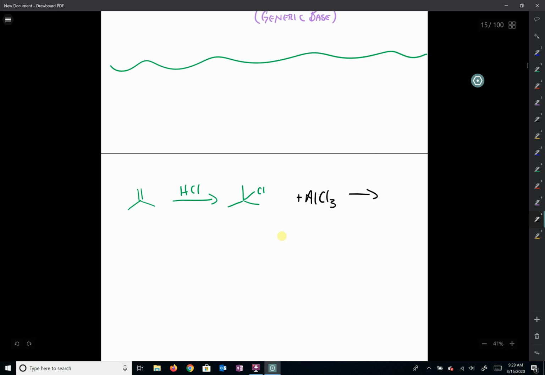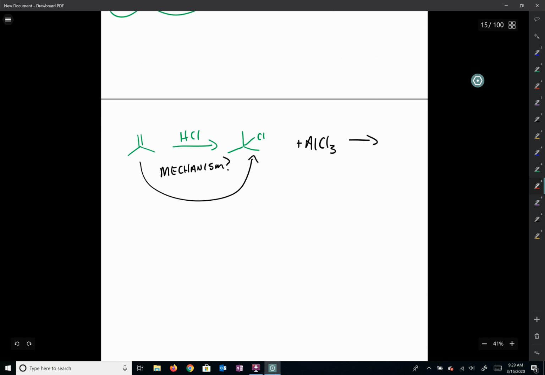But you should ask, what's the mechanism to go from here to here? That's probably one of the first mechanisms we learned. And if you don't know it at this point, well, you guys know it. So anyway, we're just doing a simple addition mechanism to an alkene.